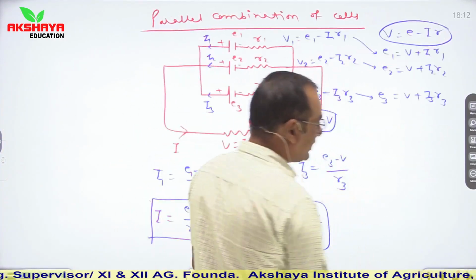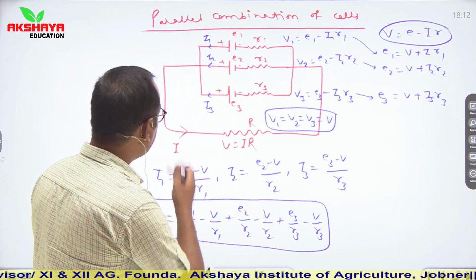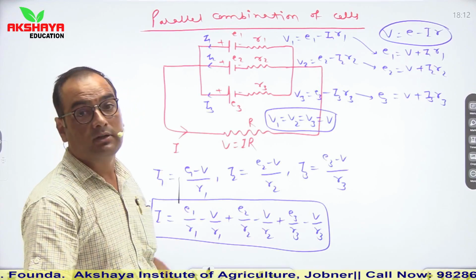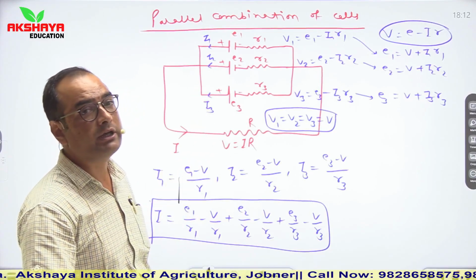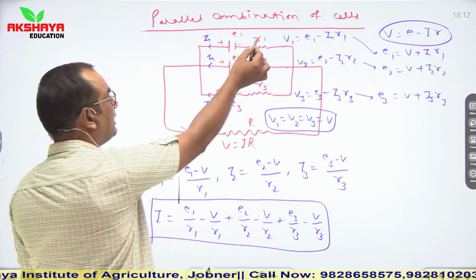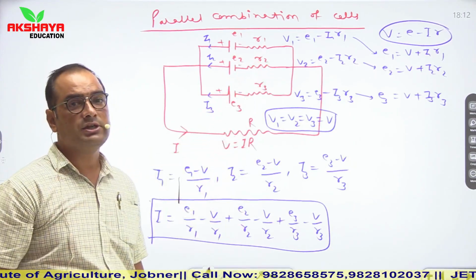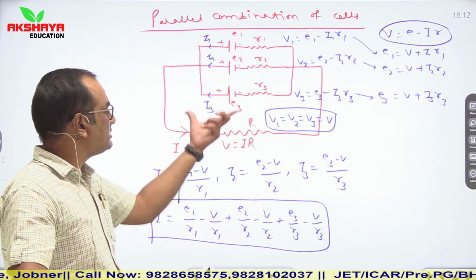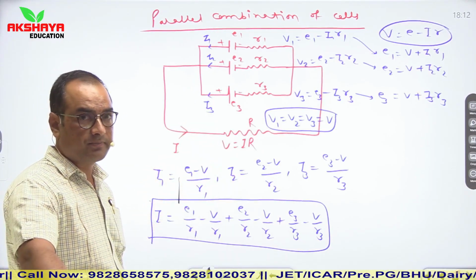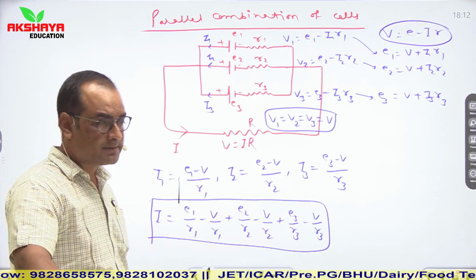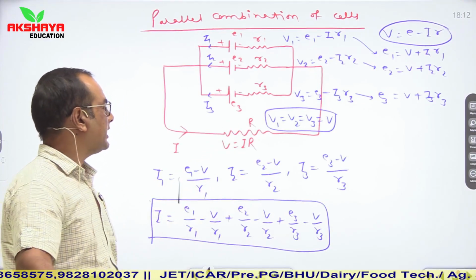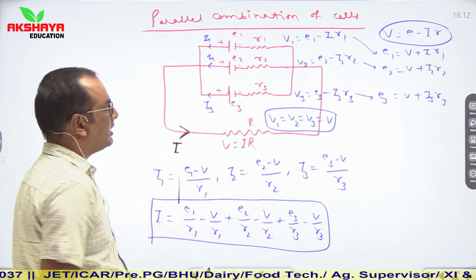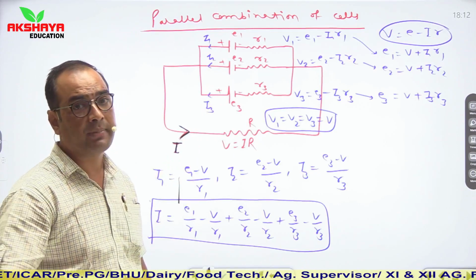Now if we talk about parallel combination, let us say that we have three different cells of EMFs E1, E2, E3 and internal resistances r1, r2, r3. These three cells are connected in parallel with each other and a load resistance is connected across their ends. Clear? So this is the load resistance. Now, again let us say that current I is flowing through the load resistance. Here three cells are connected in parallel.